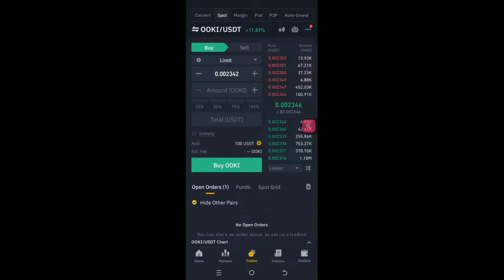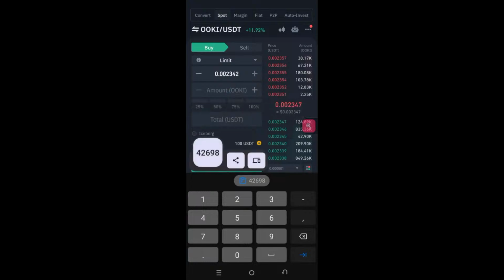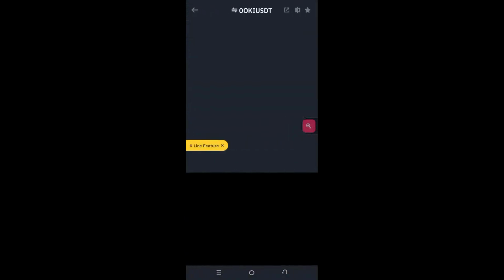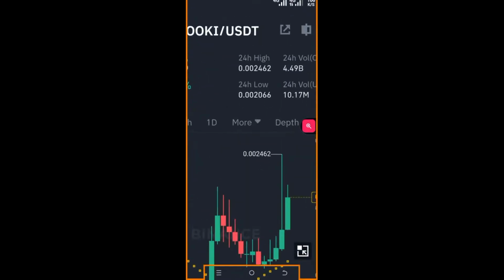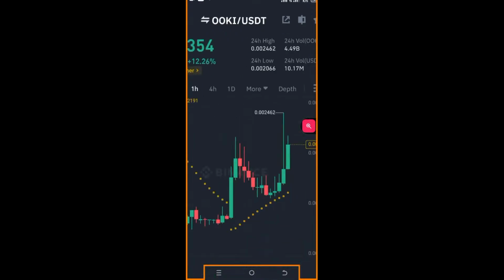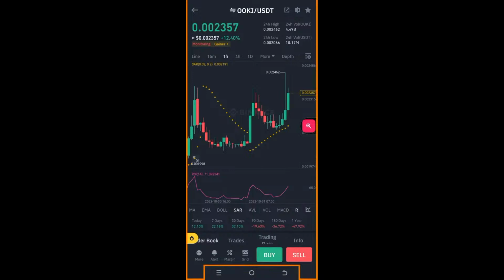So all I just need to do is check on buying this $100 worth, and this gives me 42,698. I cut that out, and then I go back and check where was the highest it went to in the last one day. It went to 2462. Look at it, 2462. So there is a tendency for it to still get there and go beyond, right? So we're going to try that out and see how much we can make.